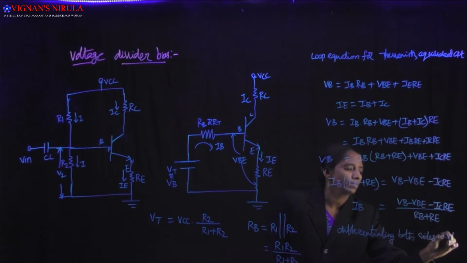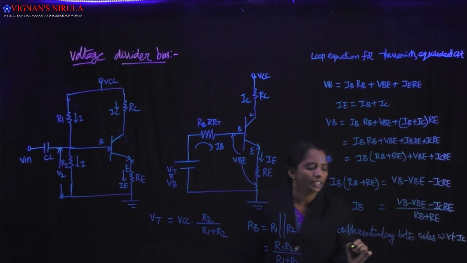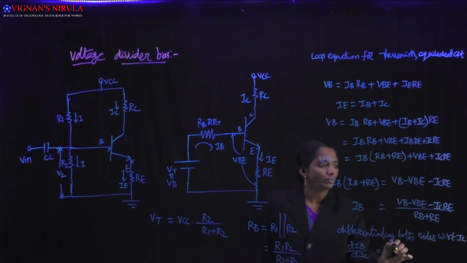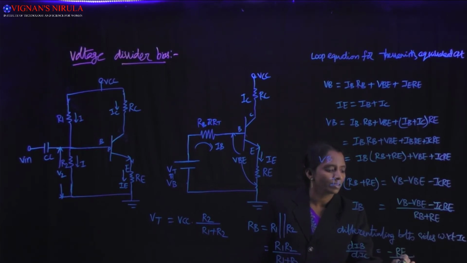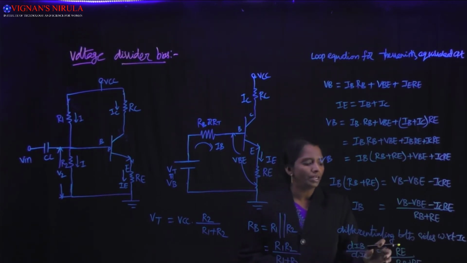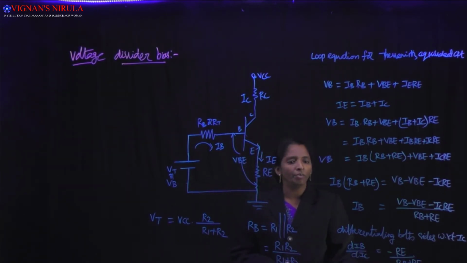With respect to IC, we get dIB by dIC equal to minus RE by RB plus RE. dAB by dIC equal to minus RE by RB plus RE.